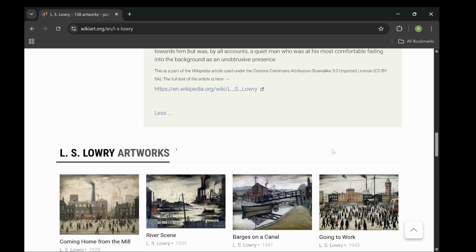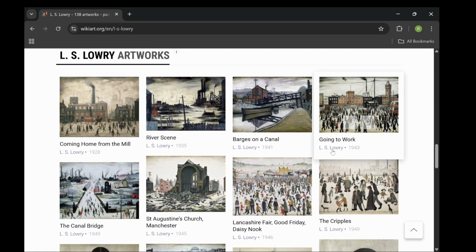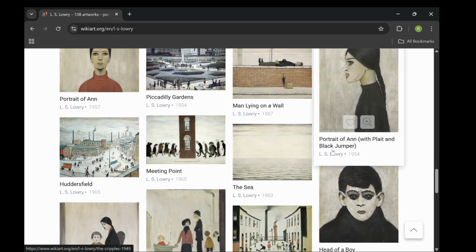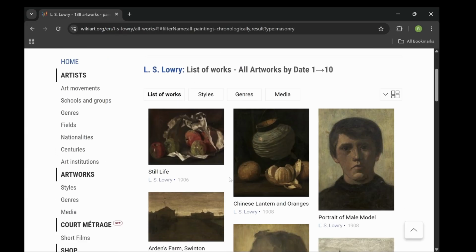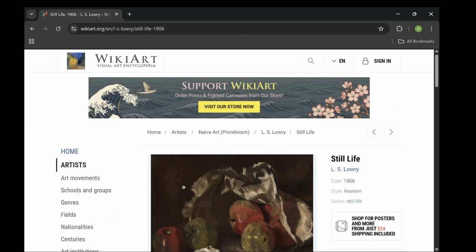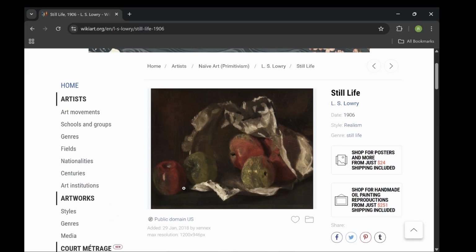Where shall we go? We could continue on and read much more on Wikipedia about his life, but we won't. So these are the highlights as we scroll down of his works. But let's go into all 138 artworks. Let's see how we get on today. I don't know if we're going to do 138, but I'm not going to dwell on every single painting like I did like Gustav Klimt. Right then.